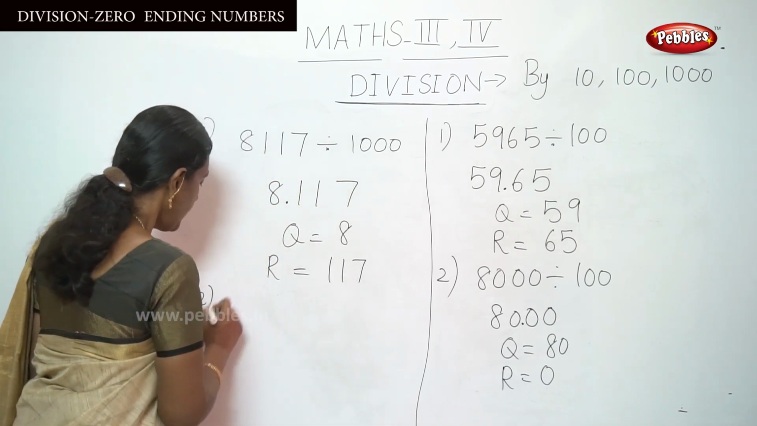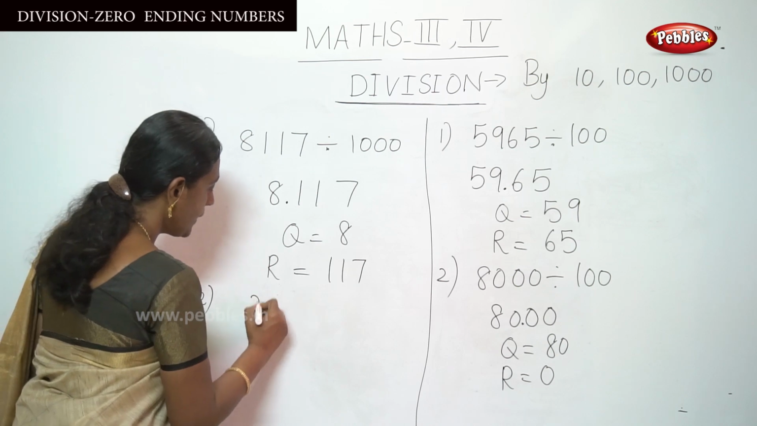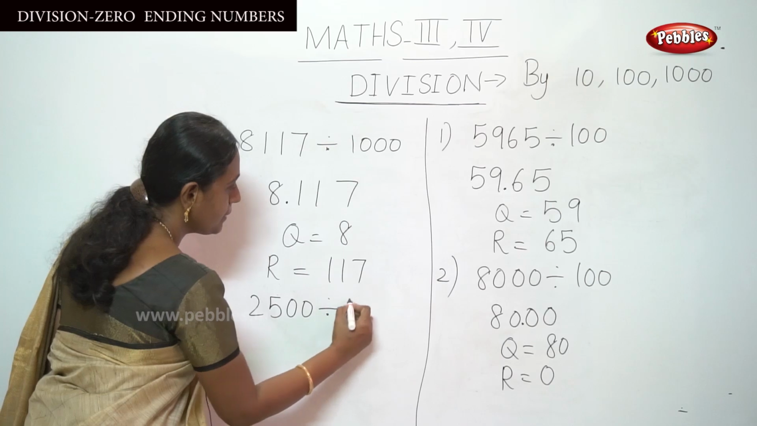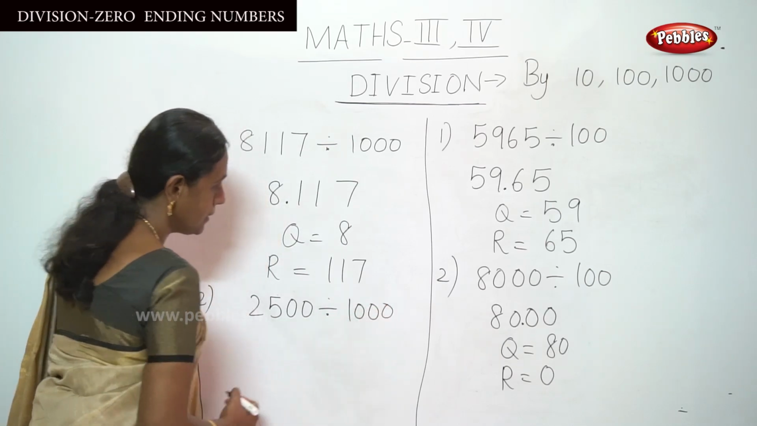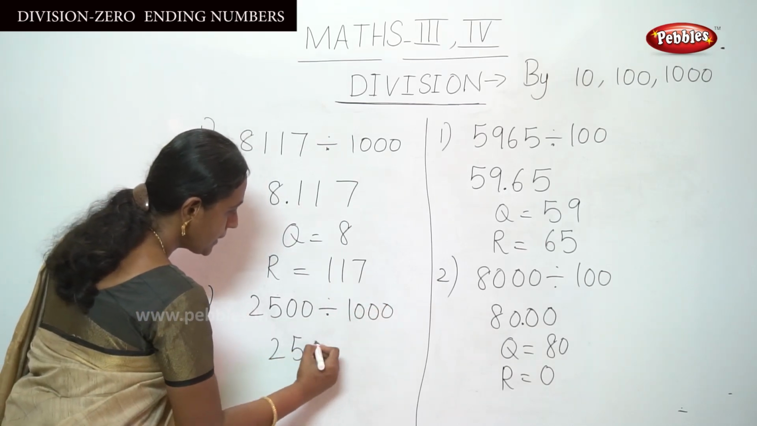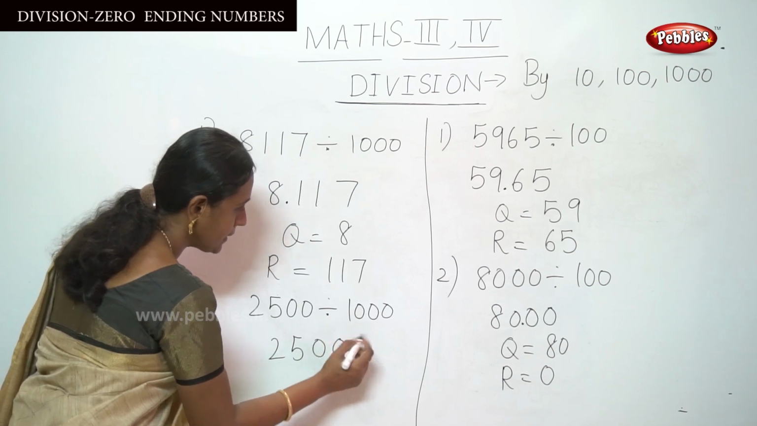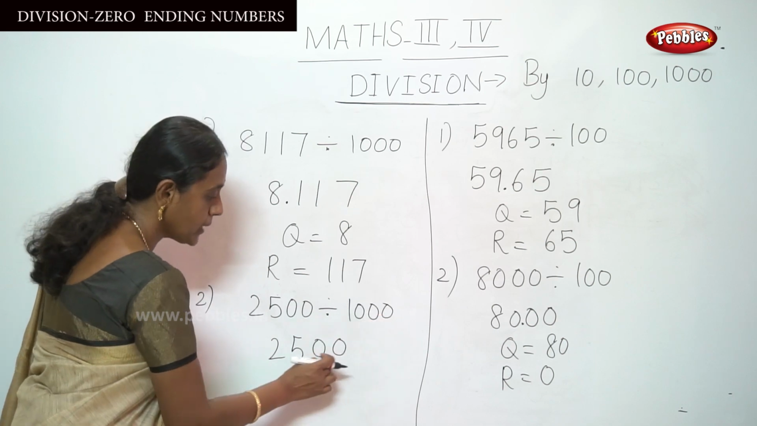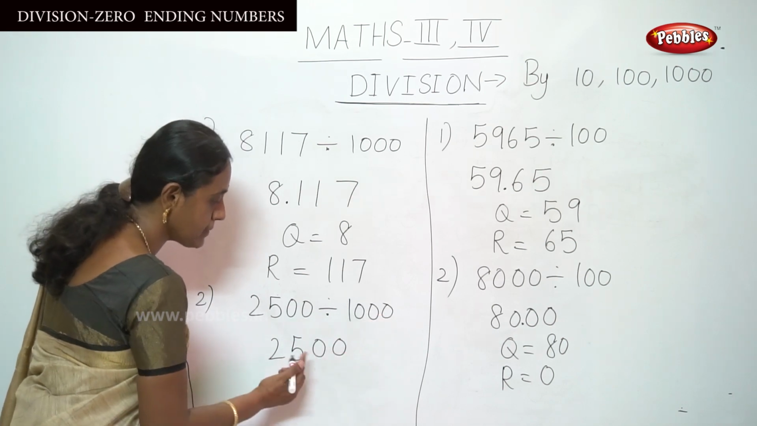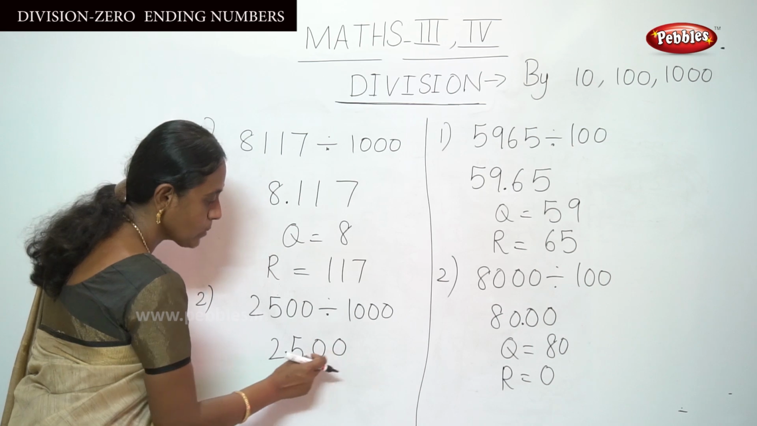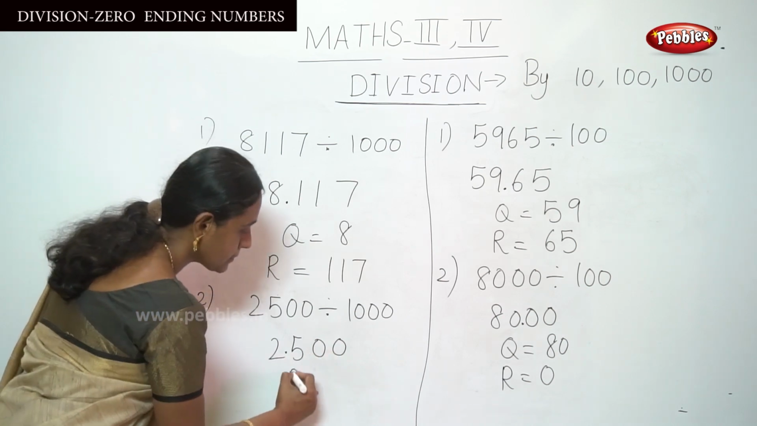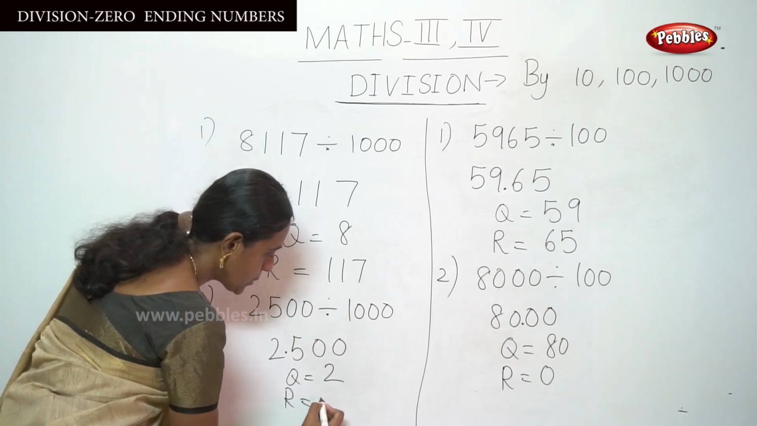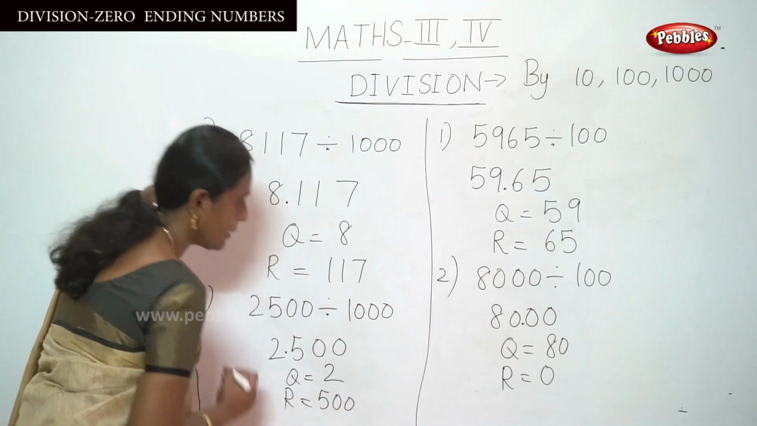Okay, let me do another sum. That is 2,500 divided by 1000. I am putting here 2,500. Count the number of zeros here. Here there are 3 zeros. Put the decimal point from the right towards the left. That is 1 2 3. Okay, and quotient is equal to 2 and remainder is equal to 500.